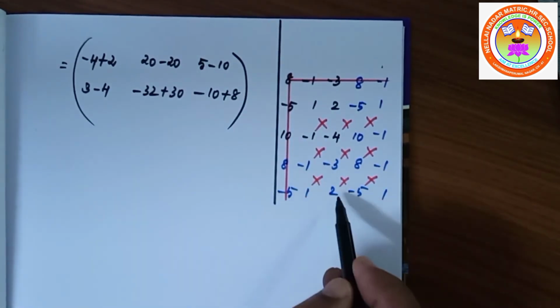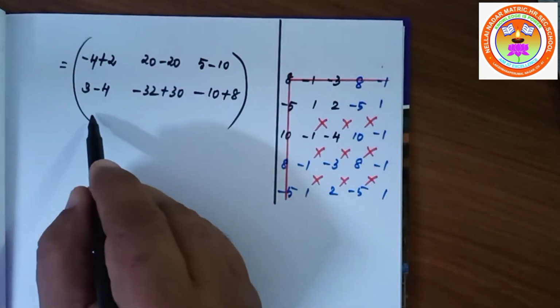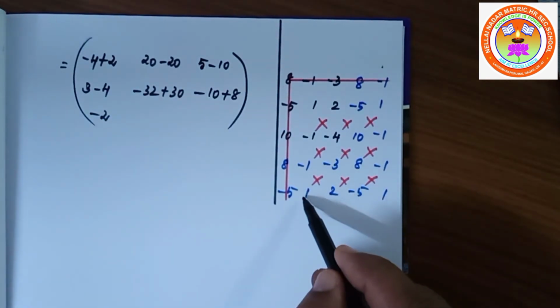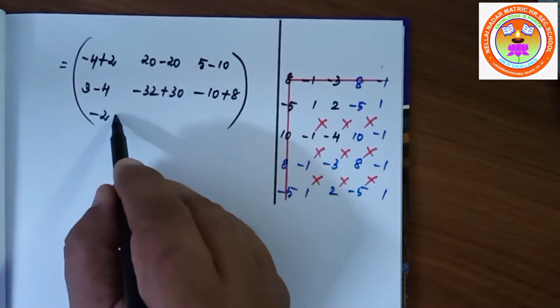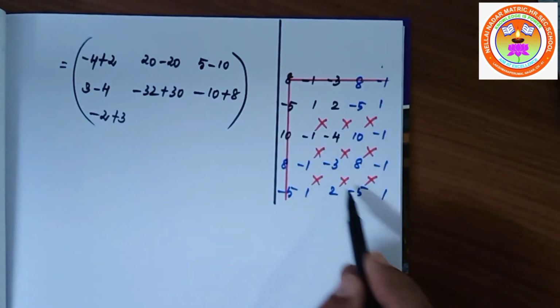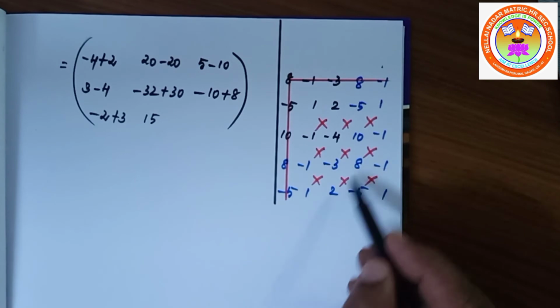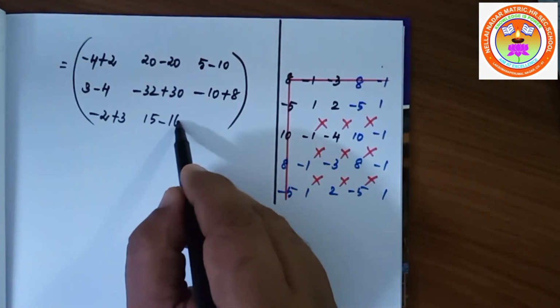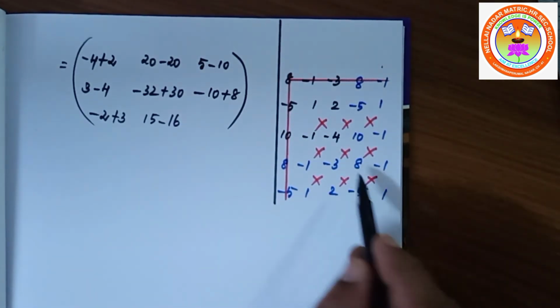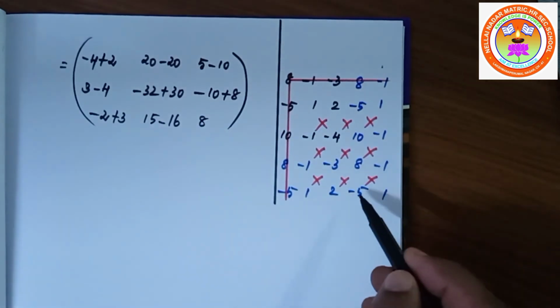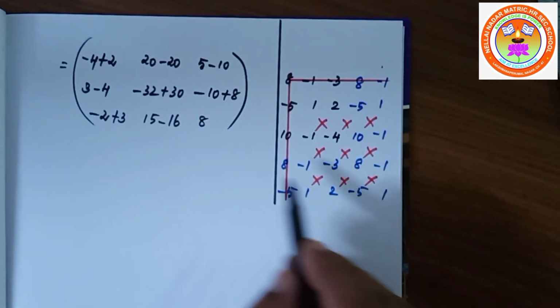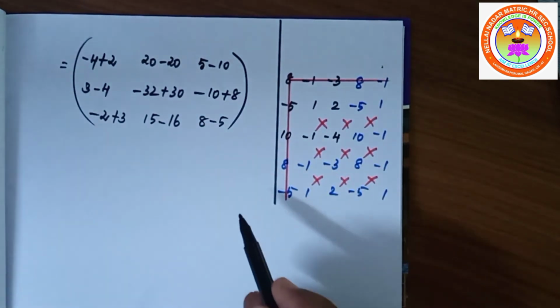Finally, if you multiply these two, minus 1 and 2 becomes minus 2, right, as it is. 1 into minus 3 is minus 3, but you have to write plus 3. Minus 3 into minus 5, that is plus 15, right, as it is. If you multiply, you will be getting 16, but you have to write minus 16. So at the last, you have to multiply these two. 8 ones are 8. Then minus 5 into minus 1 is plus 5. You have to write minus 5.